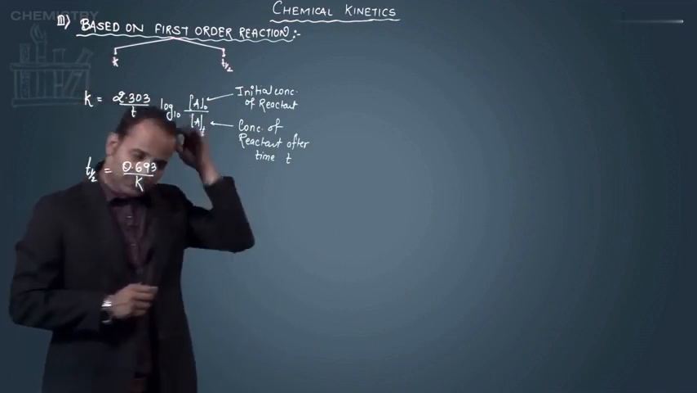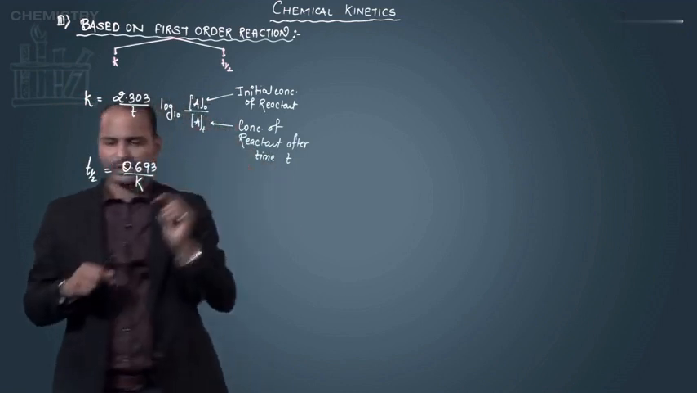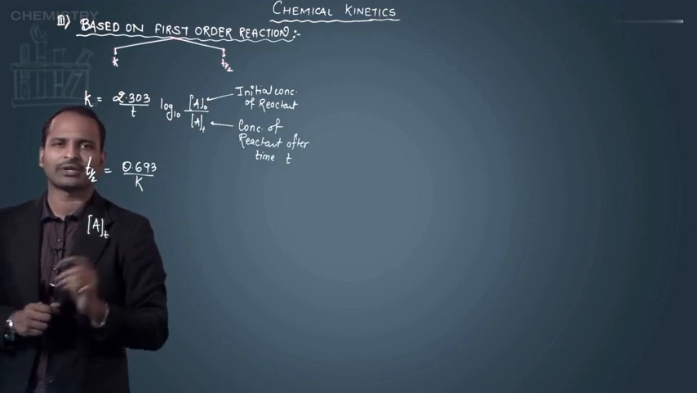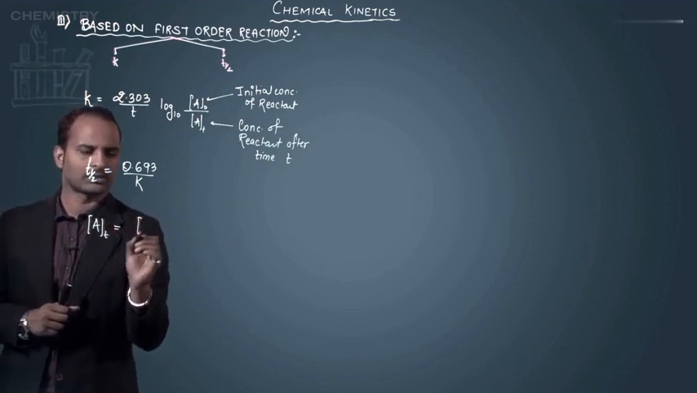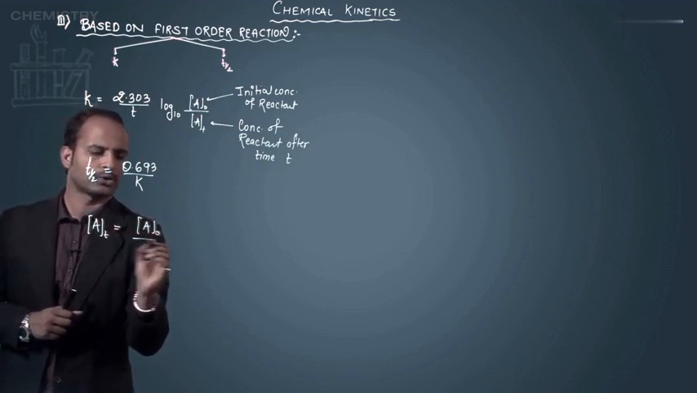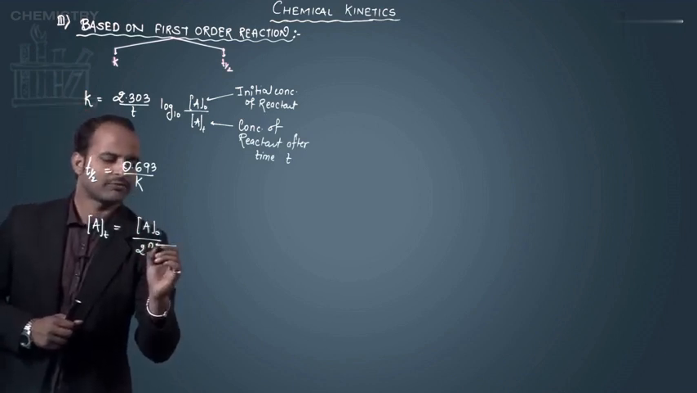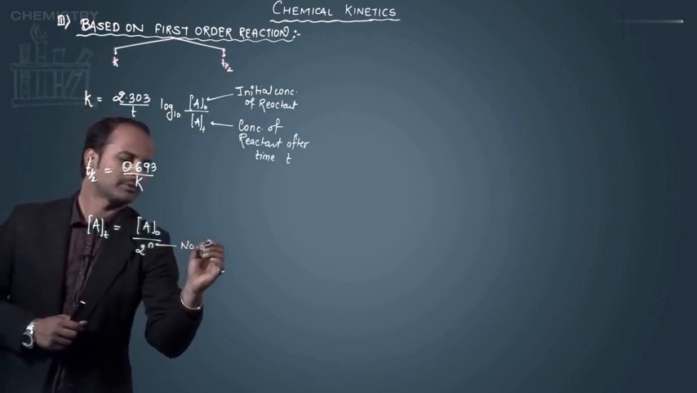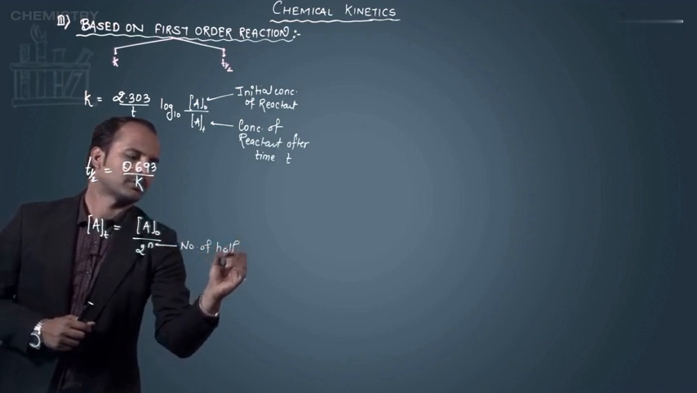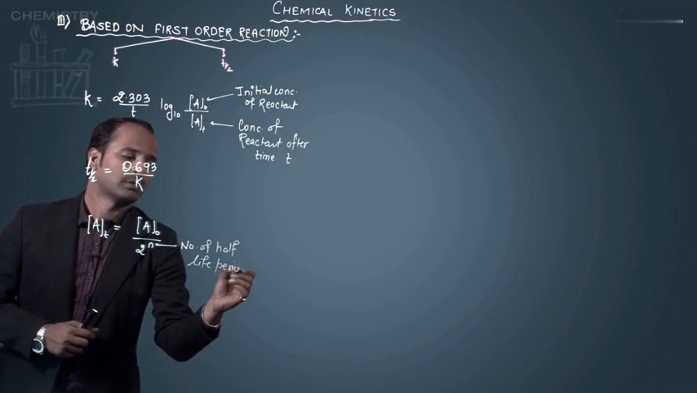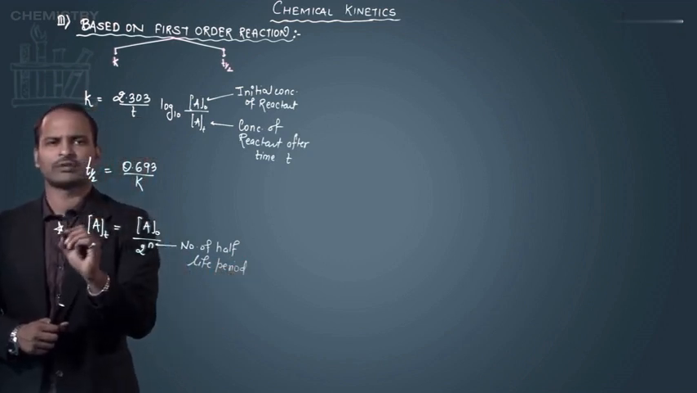Now when the question comes on the half-life period, we had learned one more formula, that is AT, the concentration of reactant left after time T, is equal to A0 upon 2 raised to n, where n stands for the number of half-lives. It doesn't represent the order of reaction, it is the number of half-lives. Again, while solving MCQs, this is a very important formula.